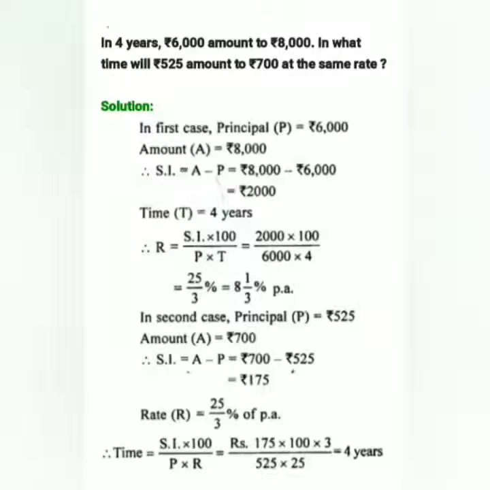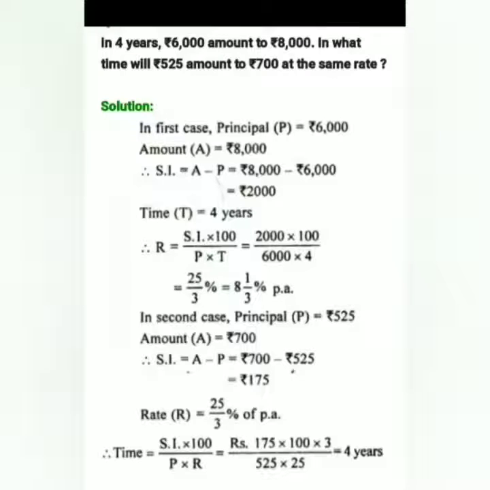From the first step, what will we be doing? We'll be finding out amount minus principal. That will give you the interest amount. 8,000 minus 6,000, 2,000 will be our interest amount. And the time is already given to us, 4 years. So here we have to find out the rate.